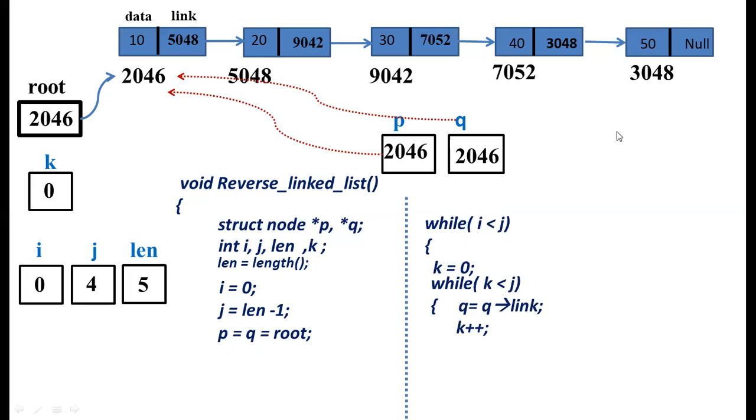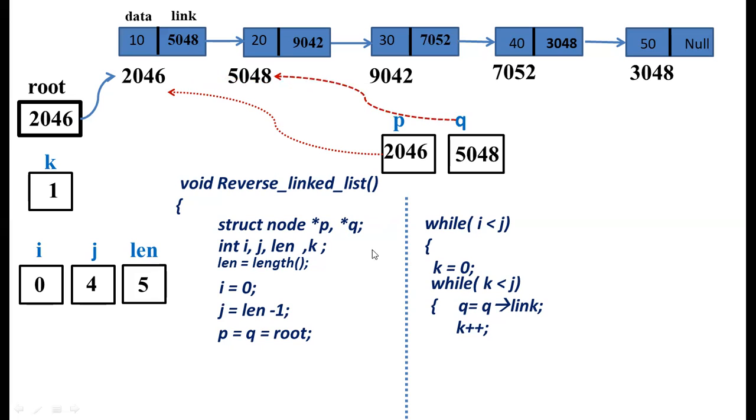So let us see how the logic is working. First, initially the k value is 0 and j value is 4. 0 is less than 4. So q is equal to q2 link. So what is q2 link? Q value is 2046. 2046 to link is 5048. So 5048 will be placed here. Then k plus plus, so k value will become 1.